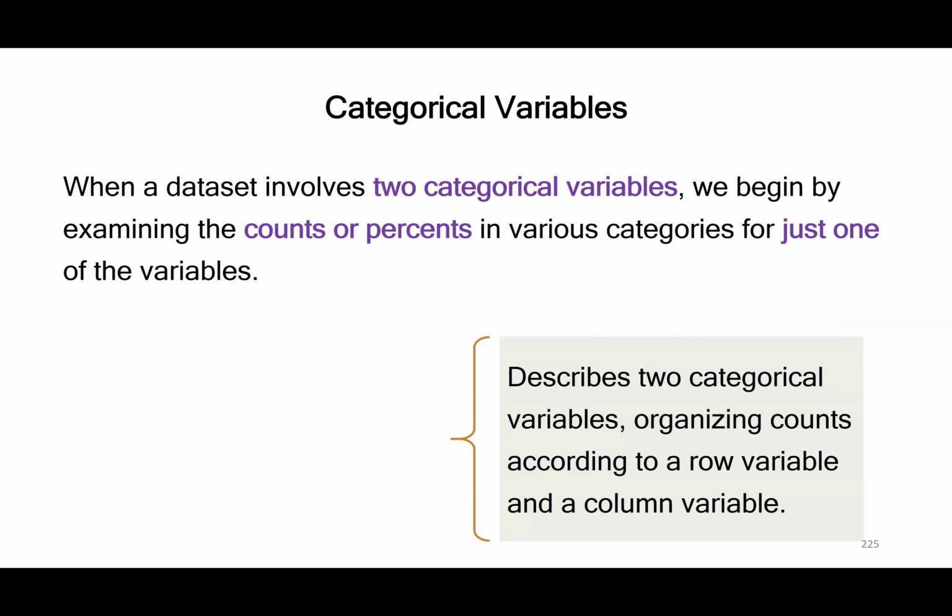So when we have a data set that has 2 categorical variables, so there are 2 questions or 2 measurements recorded, then we start looking at counts or percents, typically for one particular variable at a time. So a two-way table describes 2 categorical variables, organizing counts according to a row variable and a column variable. So the columns are associated with the categories of one variable, and the rows are associated with the values of a different categorical variable.